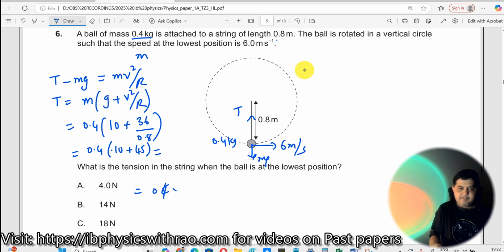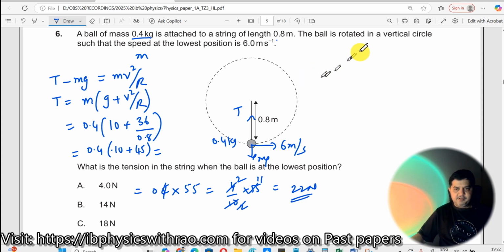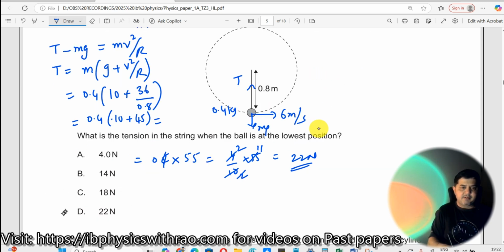Which should be 0.4 multiplied by 55. 4 by 10 into 55. By 2s are, by 11s are, 2 1s are, 2 2s are 22 Newton. So the answer is 22 Newton.